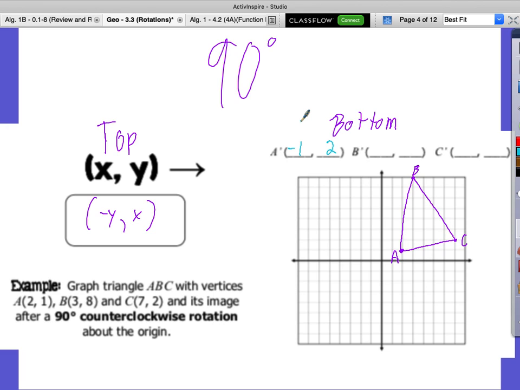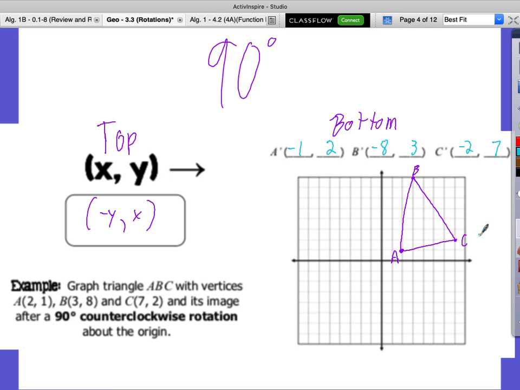Can anybody tell me what B prime would end up being? Okay, very good. Negative 8, positive 3. So we took our y, made it negative, put it in the x spot, and took the normal x and put it in the y spot. So you switch them around and you make the y negative. The old y negative, the new x negative. And this one would be negative 2, 7. Cool. And then after we do that, we can go ahead and graph these.